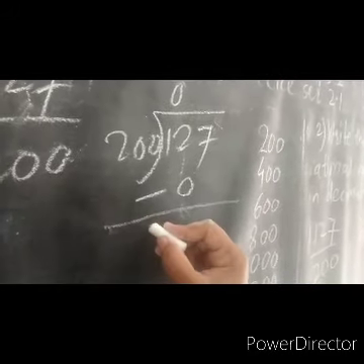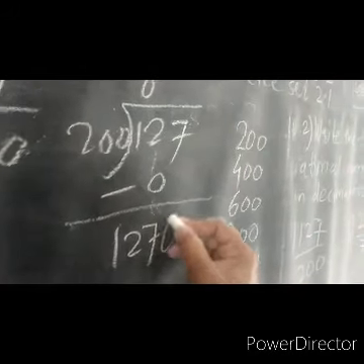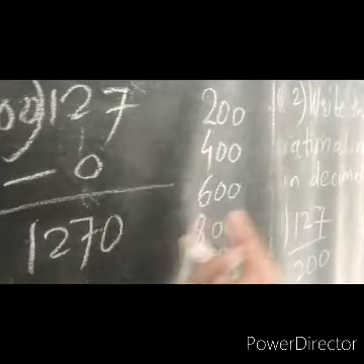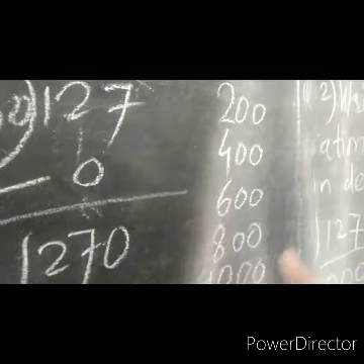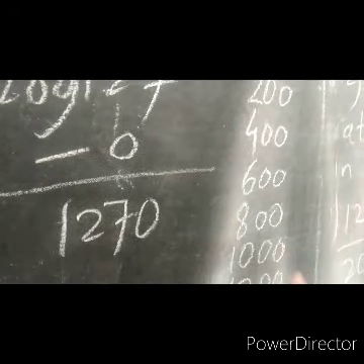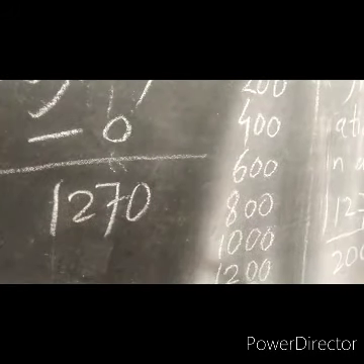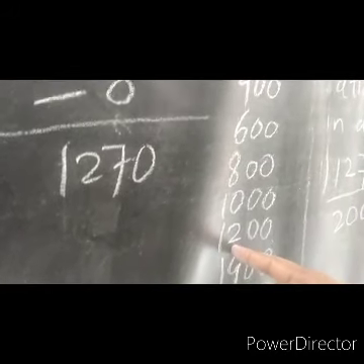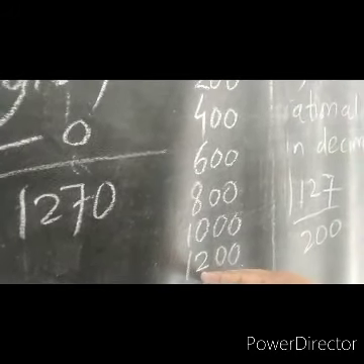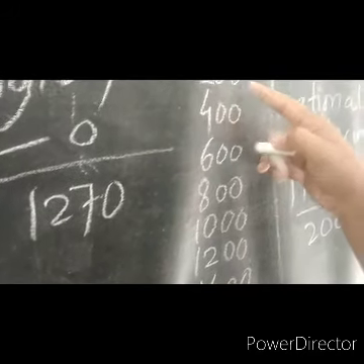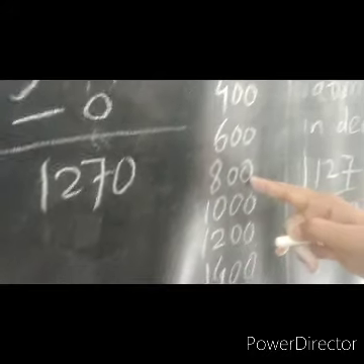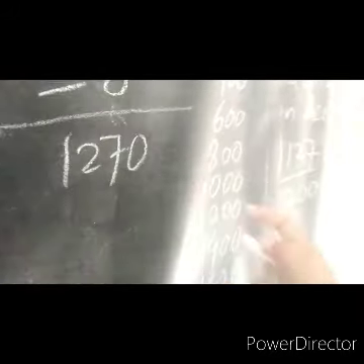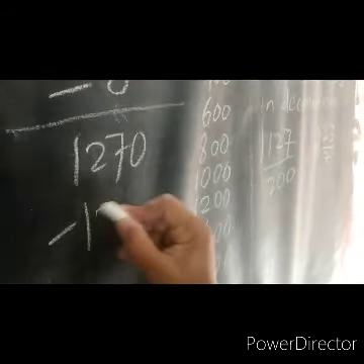127 minus 0, that is 127. Now we have to take 0. We have to take a point here. Now here we got 1270. See in the 200 table, is 1270 there or not? See here 1200 is there and here 1400. So we can't take this number. Before this number, 1200. So 200 1s, 200 into 2, 200 into 3, 200 into 4, 200 into 5 and 200 6s are 1200. Therefore 1200.